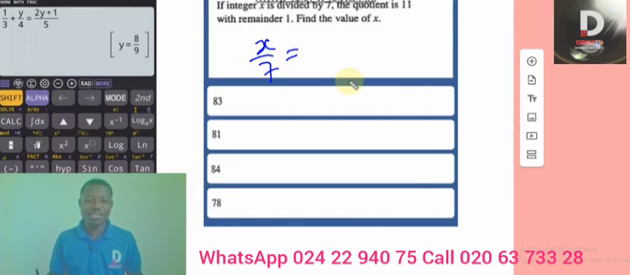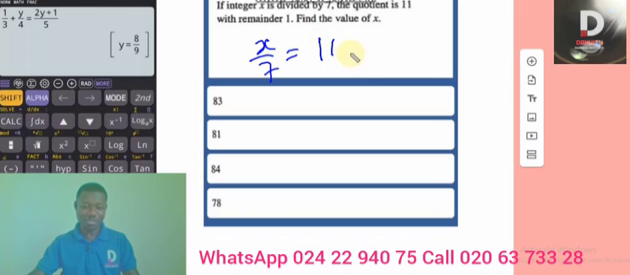All right. If integer x is divided by 7, that is what I've written there, the quotient is 11. The quotient is what? 11. Quotient is result or answer. The x is the dividend. 7 is the what? Divisor. And this is the quotient.